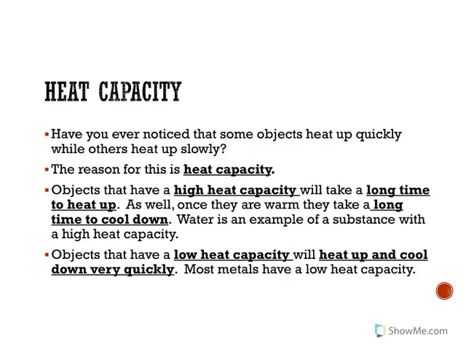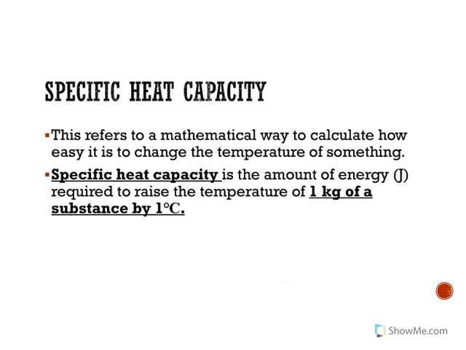So, what is heat capacity? Have you ever noticed that some objects heat up quickly while others heat up slowly? The reason for this is heat capacity. Objects that have a high heat capacity will take a long time to heat up, and once they're warm, they take a long time to cool down. Water is an example of a substance with a high heat capacity. Objects that have a very low heat capacity will heat up and cool down very quickly. Most metals have a low heat capacity.